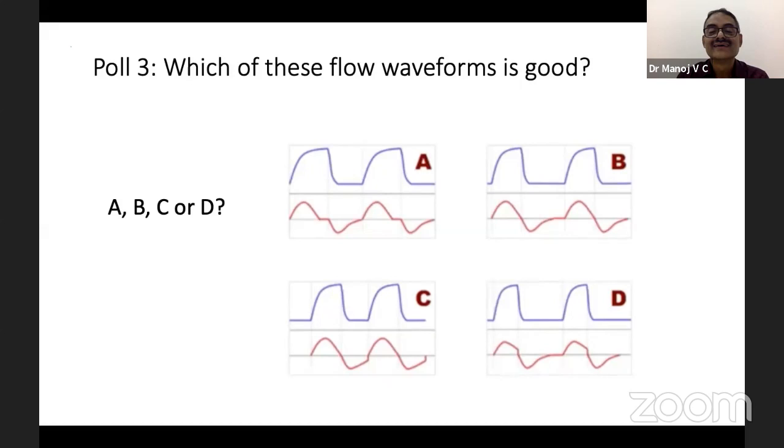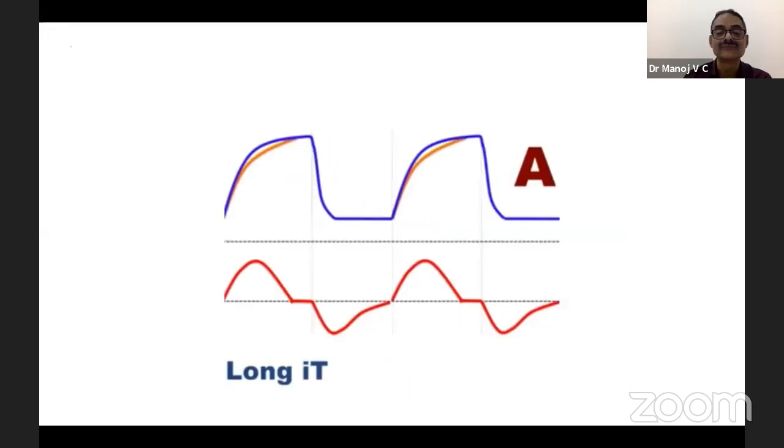Okay. Anyway, it's interesting. Let's analyze this. I said that flow waveform can help us in optimizing the inspiratory time as well. So let's look at each of these. What is wrong with A? This is what I showed you initially. This is the lung inflation time.